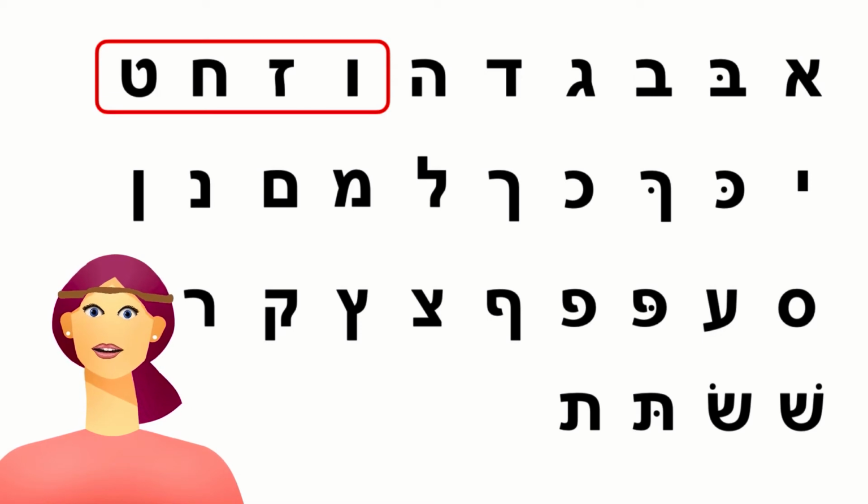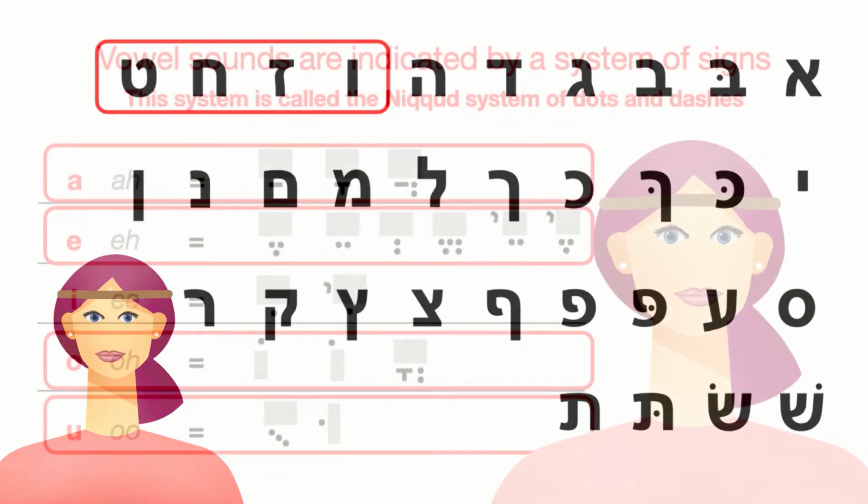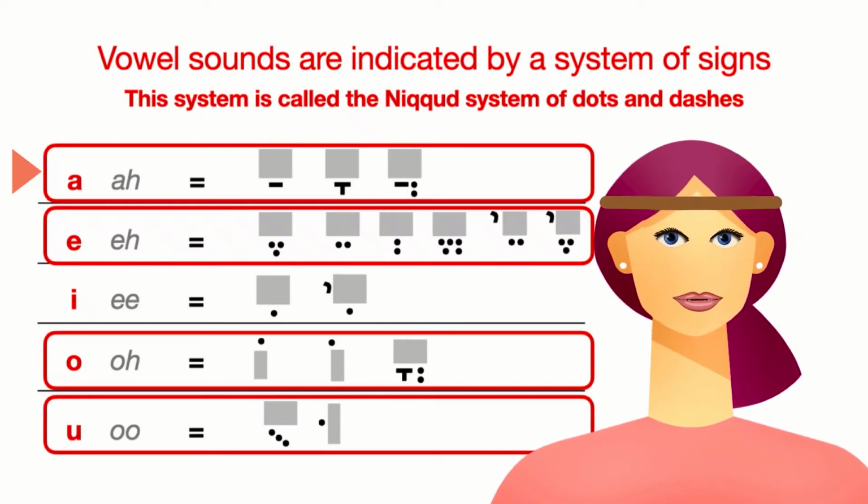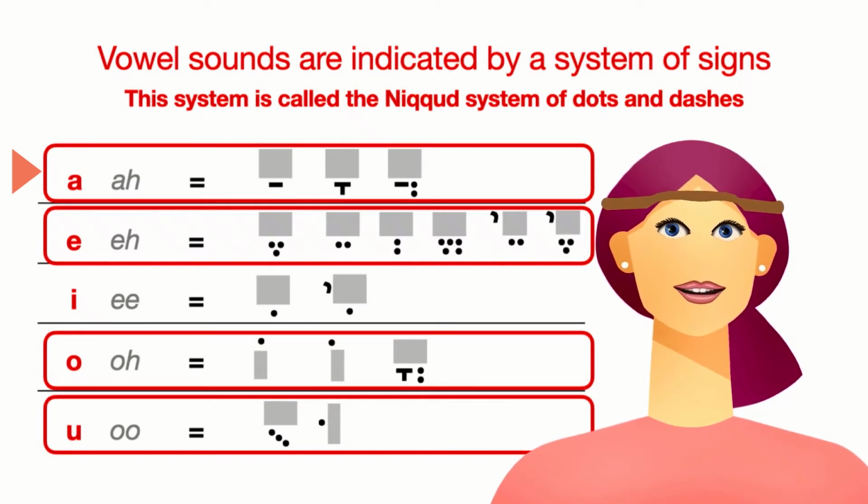I hope you still remember Aleph, Bet, Vet, Gimel, Dalet, and Hey. We're now ready to learn these next letters: Vav, Zayin, Chet, Tet. And this time, we'll see more vowel signs. We'll see not only the nikkud signs for the vowel A, we'll also see nikkud signs for the vowels O and U.